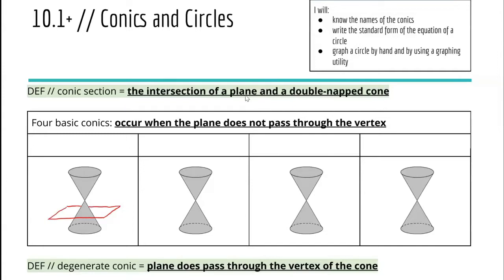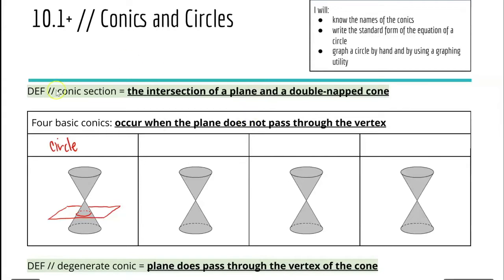So if we take a plane and we hold it horizontal kind of to the base of this cone, so that it cuts right through it, the intersection of the two, or basically the cross section, is going to be a circle if that plane is horizontal. So that's your first conic that is formed between these two things.